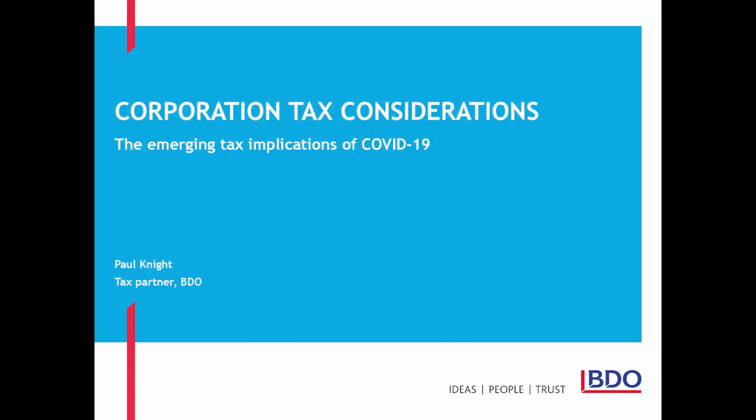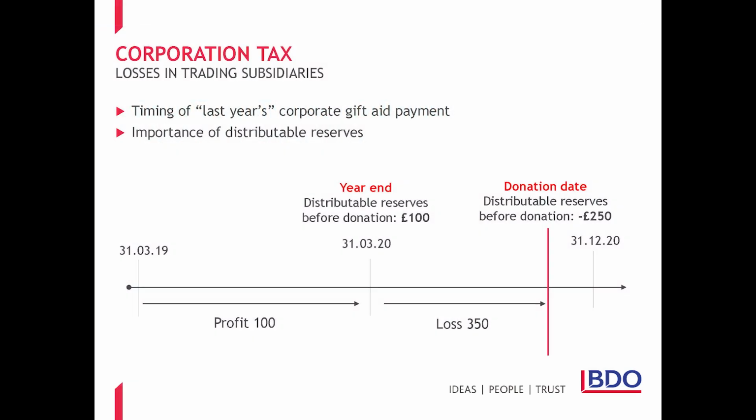Okay, so let's start with some corporation tax points. Whilst it's impossible, obviously, at this point to truly forecast, there is a potential for trading subsidiaries to face a period of loss making. So on this slide, what we're looking at is a scenario where you have a trading subsidiary of a charity who over the period to the 31st of March 2020 has made a profit and has not paid the donation relating to that profit at the year end, as it's intending to rely on the rule that allows you to pay it within 9 months.